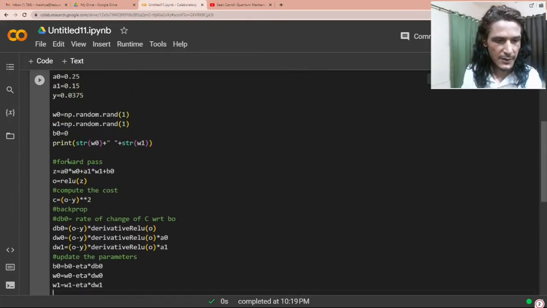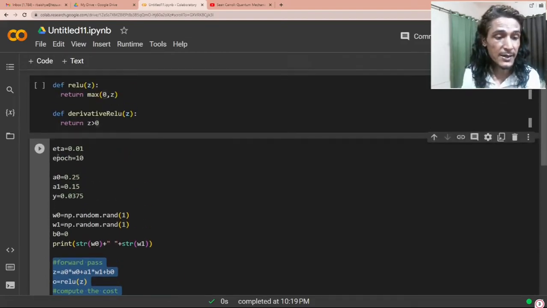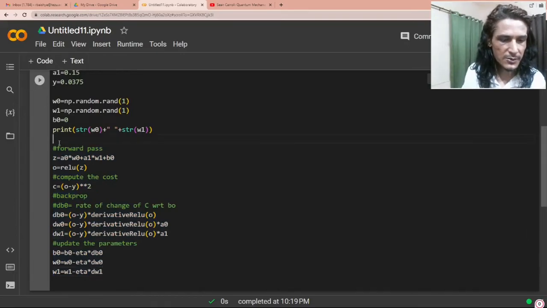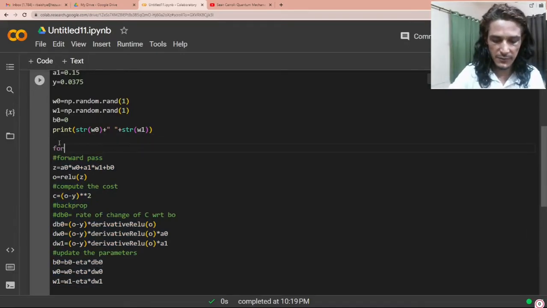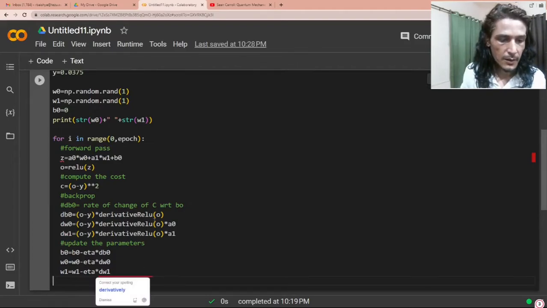Now see this again, you have to repeat this forward pass, compute the cost, back propagation. We have to repeat this process as many times as the value of epoch. Okay, then how do we do that? We just have to put this inside a for loop. So for i in range 0 to that epoch, and then repeat this. I just have to give the indentation right. So that is it, done?